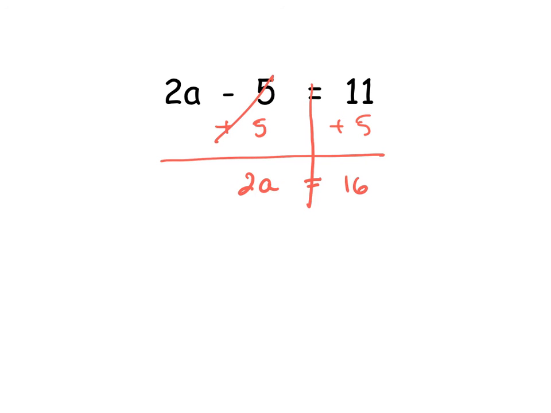What solving step do we now need to do? Because 2a means 2 times a, we're going to do the opposite of multiplying by 2. We're going to divide by 2 on both sides of the equation. What is the solution to this equation? Our solution is a equals 8.